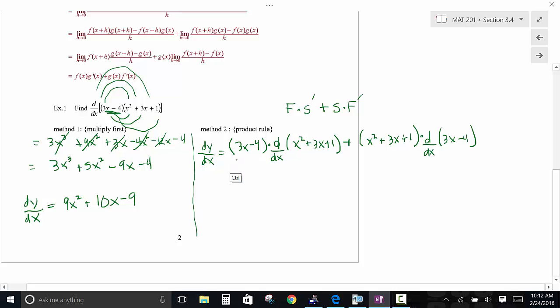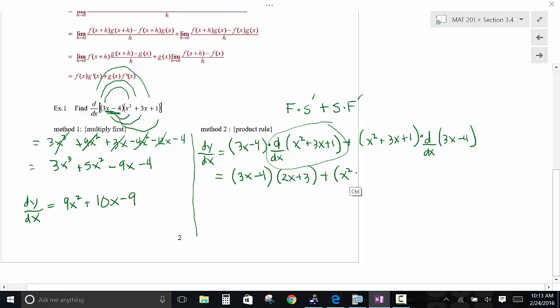Okay, so I did first, derivative of second, plus second times derivative of first. Now, a lot of this problem you'll be able to do in your head. So this is going to be 3x minus 4. What is the derivative of this thing right here going to be? 2x plus 3. 2x plus 3, good. Do that in your head. Okay, now go to the next one.